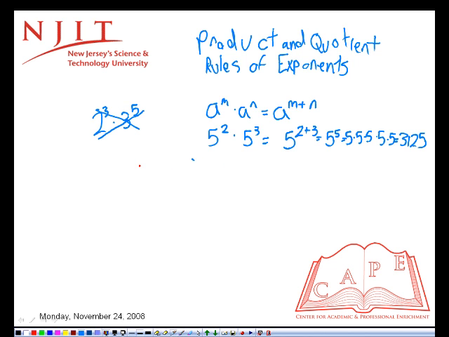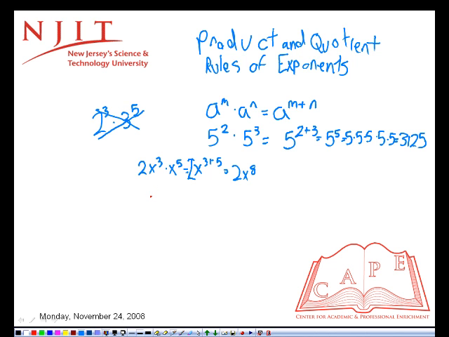Some other examples that do use the product rule are 2x cubed times x to the power of 5. We take the two instances of x to a power and combine them into 1 by adding the powers. So we have 2 times x to the power of 3 plus 5, or 2x to the power of 8.